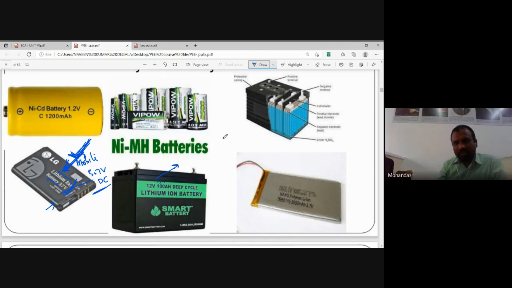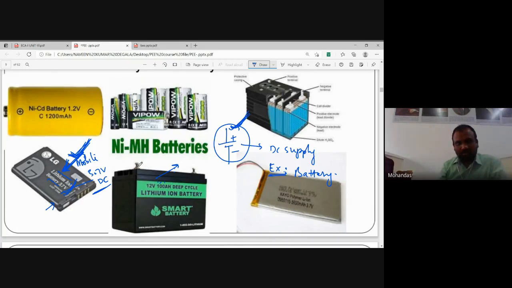Wherever you write this symbol, plus and minus, what does it indicate? DC supply. What is the example for the DC supply? Please respond. Battery. So wherever you see this, it is the DC source. That means we are connecting a battery.